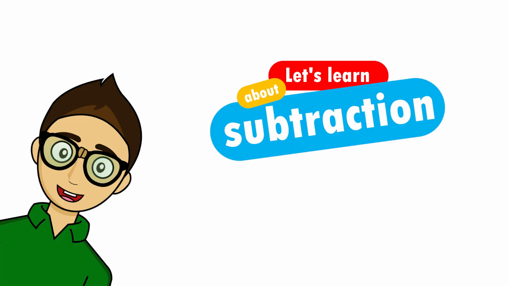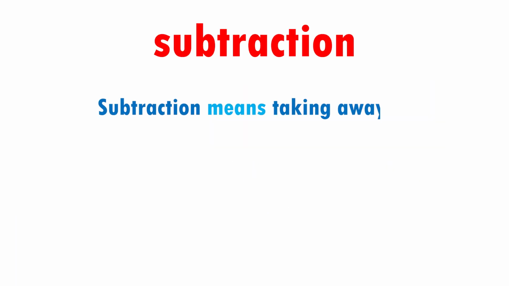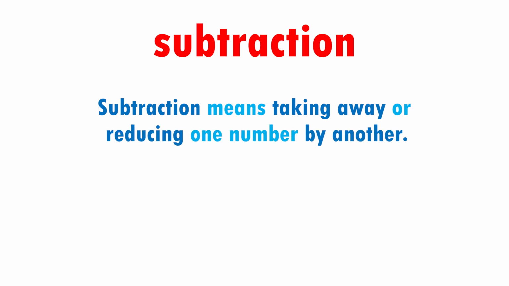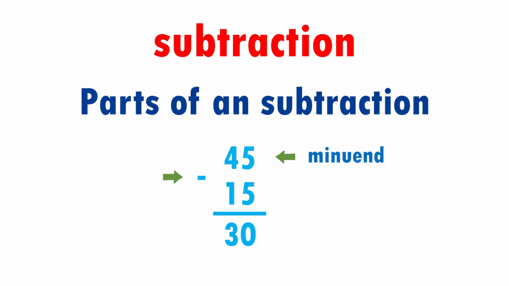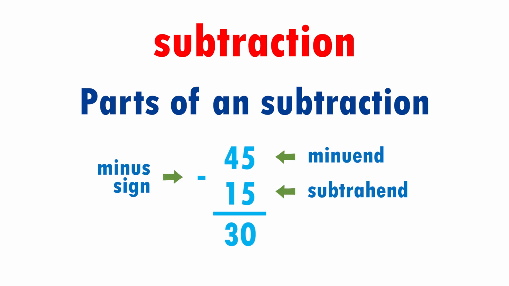Super easy, right? Now let's learn about subtraction. Subtraction means taking away or reducing one number by another, and it's represented by the minus sign. Let's identify the parts of a subtraction problem. Here we have a subtraction example. First number is called the minuend, followed by the minus sign. The number we're subtracting is called the subtrahend. The answer is called the difference. Let's see some examples to make this clear.